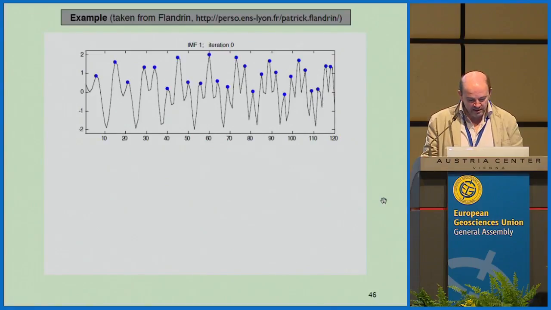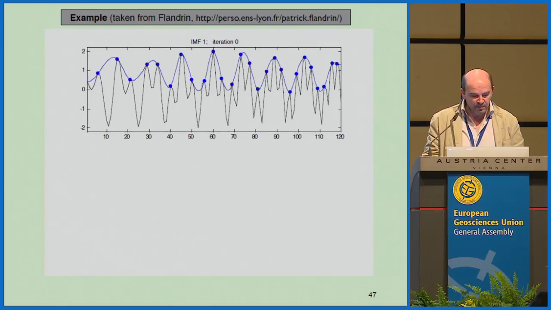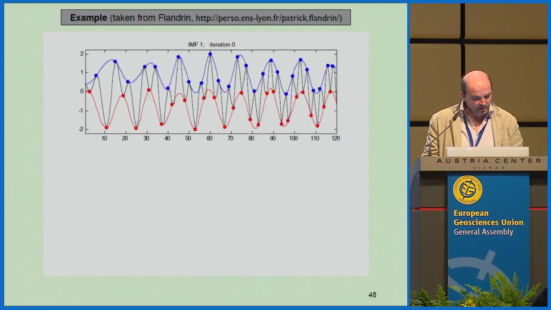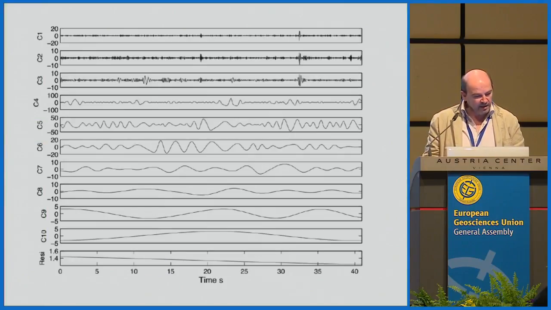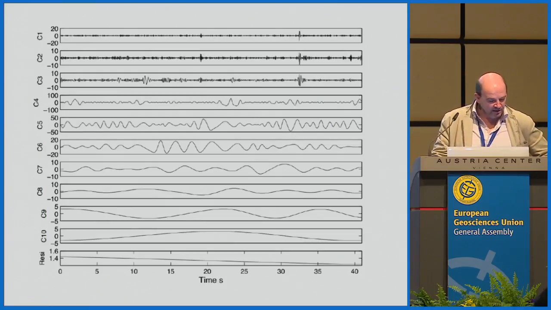The method is illustrated here by taking an example from the Flandrin ENS Lyon webpage. You have a time series, you estimate the local maxima, you take a spline interpolation, then you take the local minima, interpolate, take the average of it, subtract, and then iterate. At the end, you obtain a decomposition like here, where in this case you have 10 modes, and you have the residue at the bottom here, and each mode has a given frequency. The first mode is a high frequency, then you decrease the typical frequency. And the original time series is the sum of all these modes.